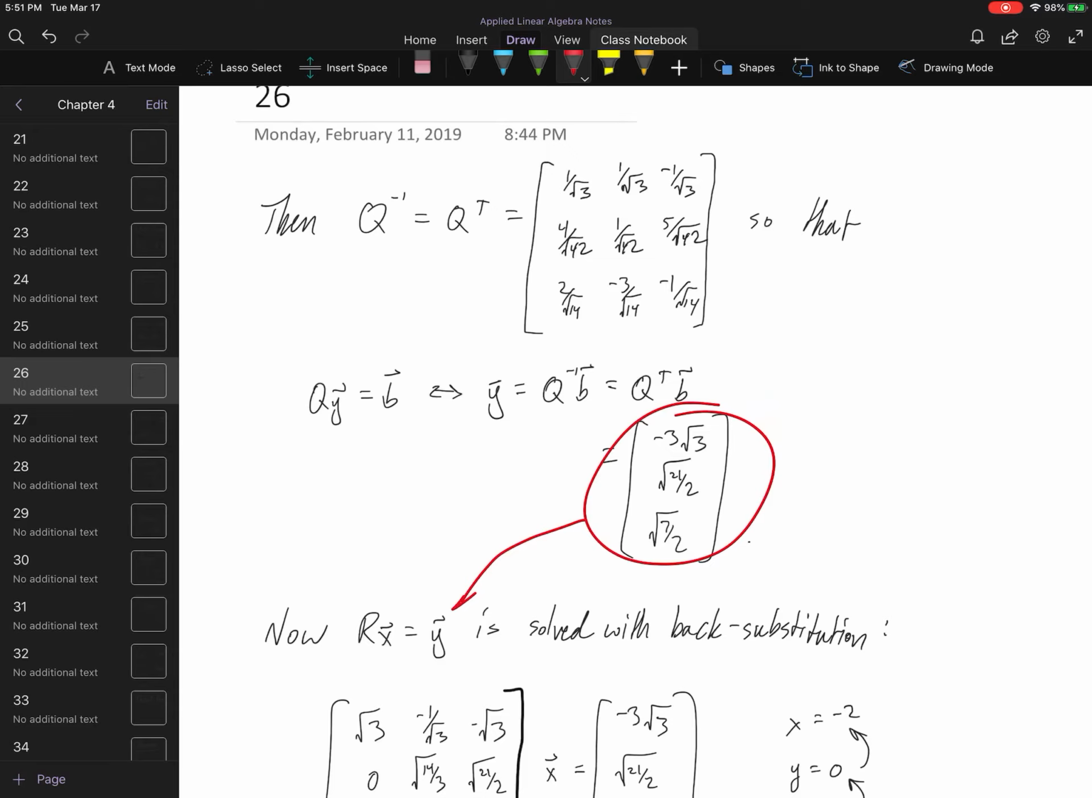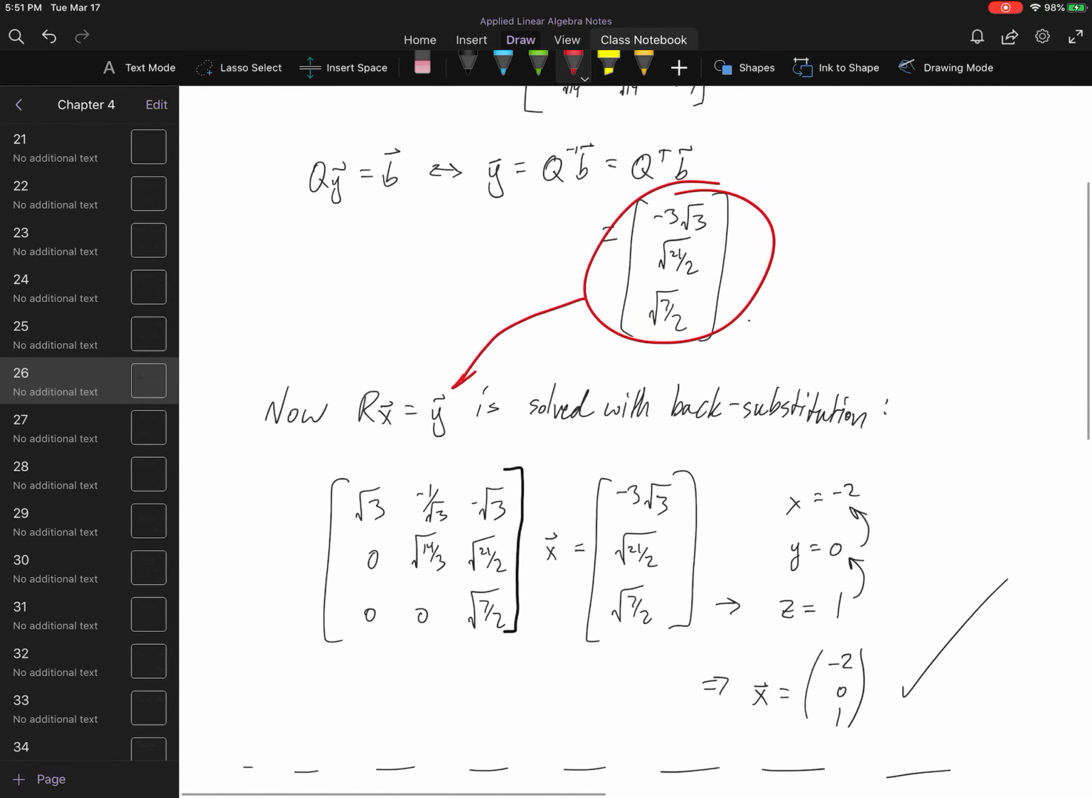Okay, so that gives us the y vector. And this y vector goes straight into the next step where we're going to follow up with a back substitution in the upper triangular system Rx equals y. In Rx equals y, you can go ahead and match up coefficients down here. It's the same coefficient, therefore z has to be 1.